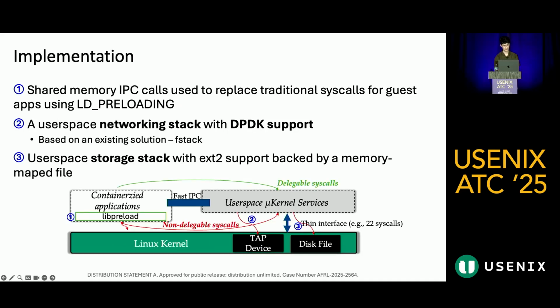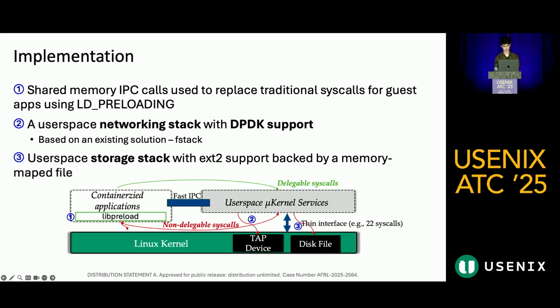Now let's look at our implementation. First, we use a shared memory-based IPC to replace traditional system calls. Guest applications are linked with the dynamically injected LD preload library that intercepts traditional system calls at runtime. Second, we implement a user space networking stack using fstack, which is built on top of DPDK. We've modified fstack's main loop to monitor LITESHIELD's IPC queue and process network requests in user space.